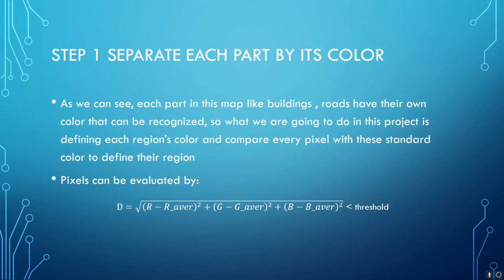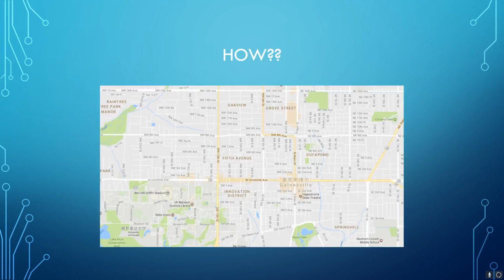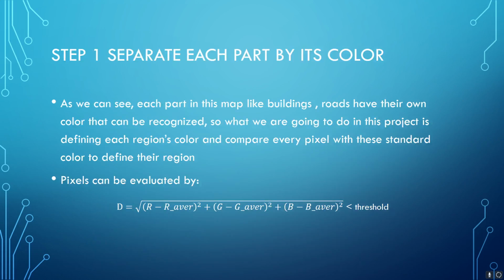Okay, come back here. We can see here I found four area blocks, two road blocks, and one river block. What do I mean by this feature, by these RGB blocks? I mean these are pure colorful blocks. In this map we can see that roads are all white or yellow, and ground is green, and these are the buildings. They all have their own color, and they will not change. The same color means the same thing on the map. So we just find some standard color blocks for each region.